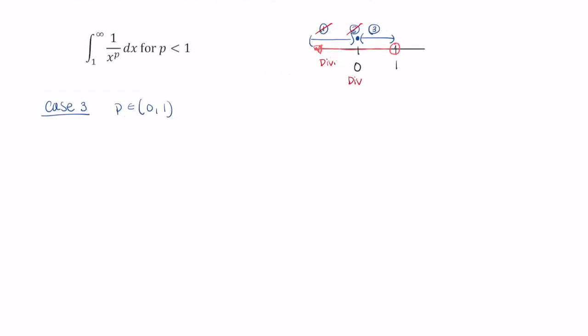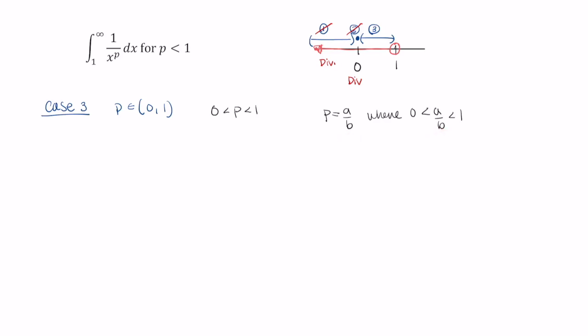Okay, so now we're in case 3. That is p is between 0 and 1. So that is 0 is less than p is less than 1. So we can think of p as some fraction. So p equals some a over b, where a over b is between 0 and 1. And we don't actually need to rewrite p.